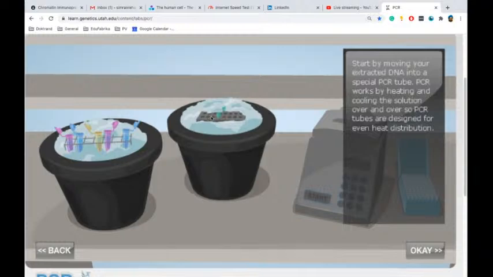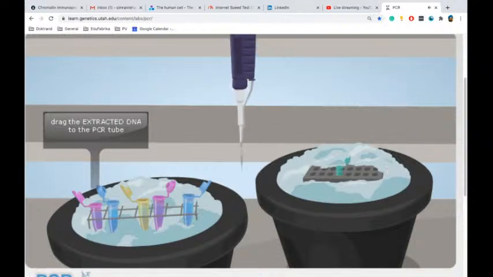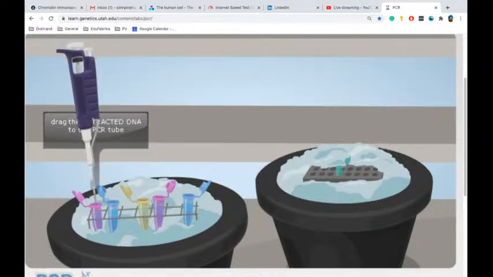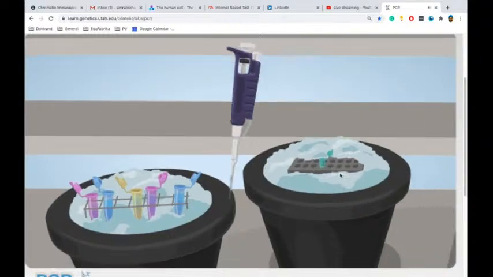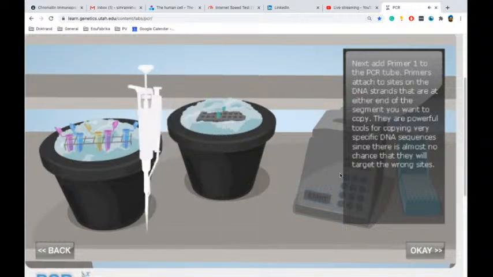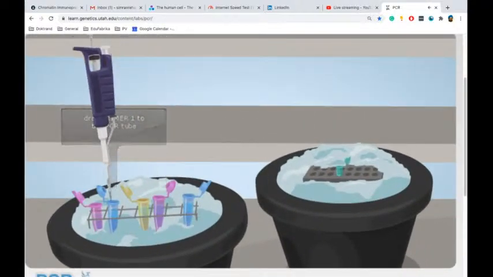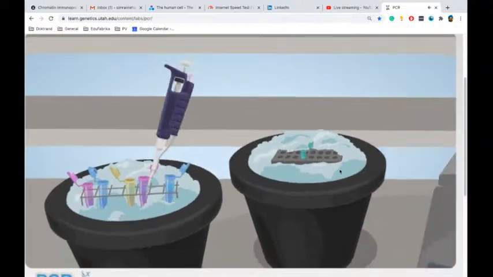So you need various PCR tubes. PCR works by heating and cooling the solutions over and over, so PCR tubes are designed for even heat distribution. You extract your DNA, the isolated DNA that we did in the first workshop, and then release it into the PCR tube. Next, add primer 1 to the PCR tube, so that it attaches to create the corresponding template. So primer 1 will go into the PCR tube.